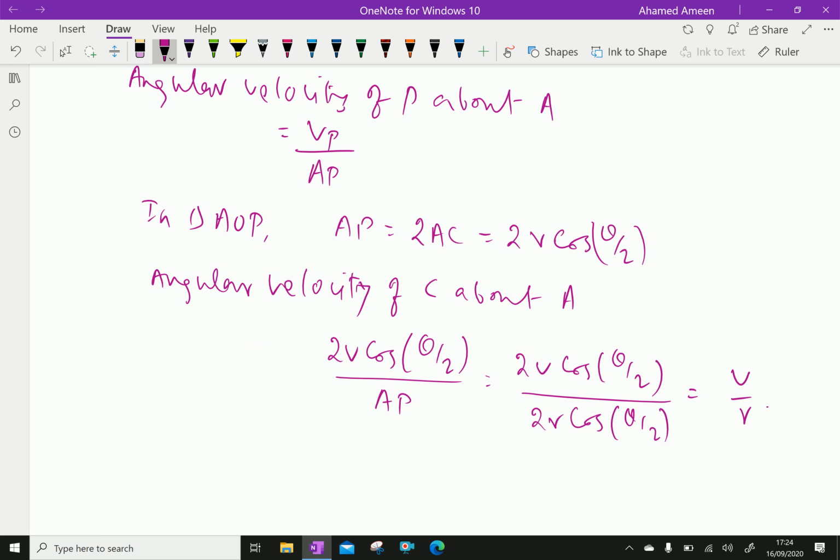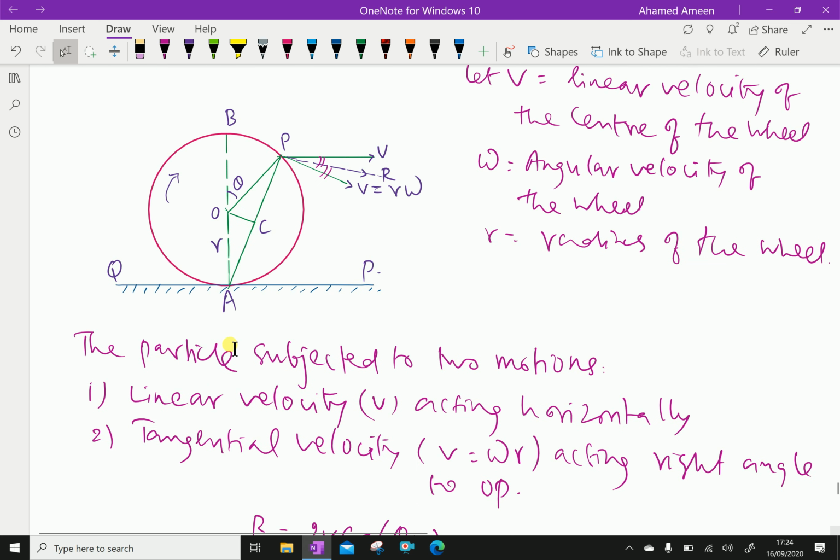Here it is obvious that any point on the wheel rotates about the lowest point A. This is the lowest point A, highest point B here. The lowest point A, which is in touch with the ground, rotates with the same angular velocity.